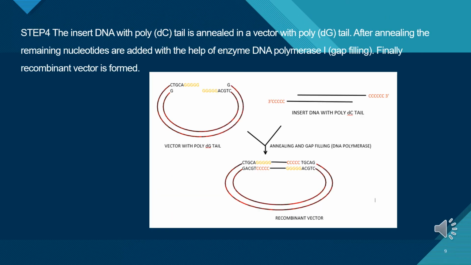Finally, we have to ligate this insert DNA with poly-dC tail into the vector with poly-dG tail. First of all, there is complementary pairing between G and C, and the remaining nucleotides are filled in by DNA polymerase. This is known as gap filling. After gap filling, DNA ligase seals the nick. In this way, the recombinant vector is formed.